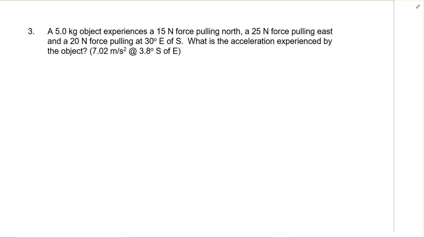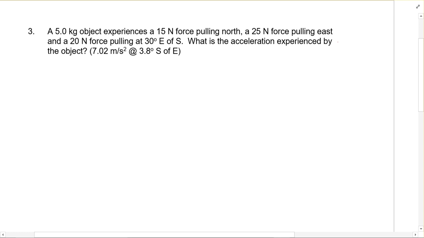Okay, a 5 kilogram object experiences a 15 Newton force pulling north, a 25 Newton force pulling east, and a 20 Newton force pulling at 30 degrees east of south. This seems a lot like stuff we did in the last unit, doesn't it? What is the acceleration experienced by the object?